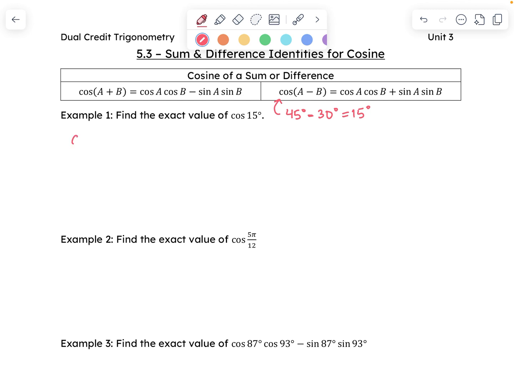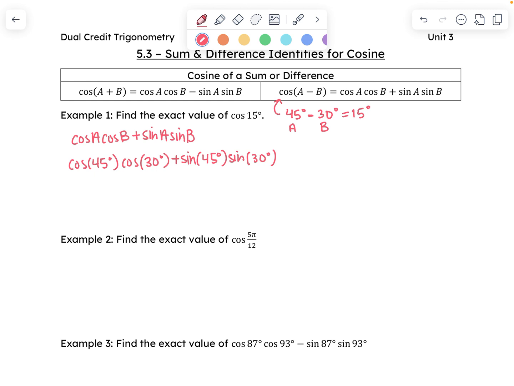So that means that I would have the cosine of A, cosine of B, plus the sine of A, sine of B. And 45 degrees would be my A, 30 degrees would be my B. So I'm just going to plug that in. I'm going to have the cosine of 45 degrees, the cosine of 30 degrees, plus the sine of 45 degrees, and the sine of 30 degrees. Then I'm going to use my unit circle to help me figure out what those values are.